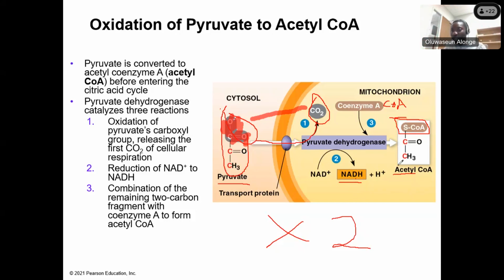So if we make 1 acetyl-CoA here now, that means we actually have 2 acetyl-CoA from the glucose, because the big glucose is split into 2. It's now like a twin. All right, that's the idea.